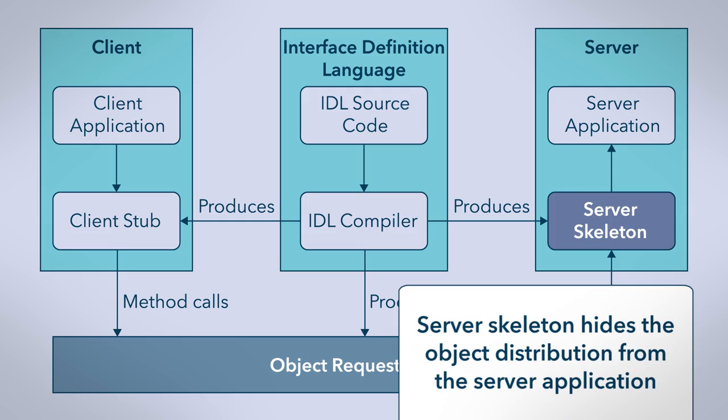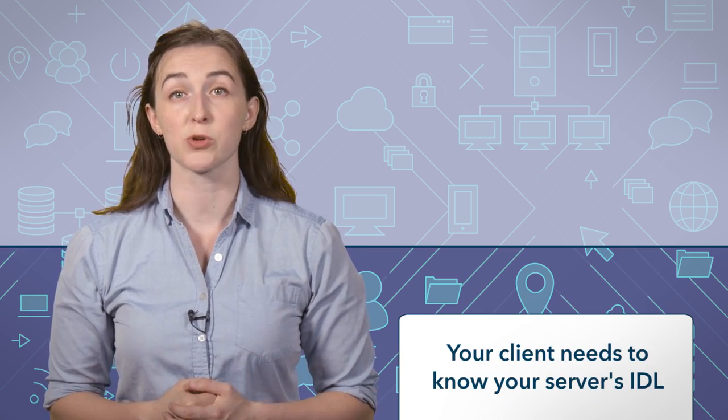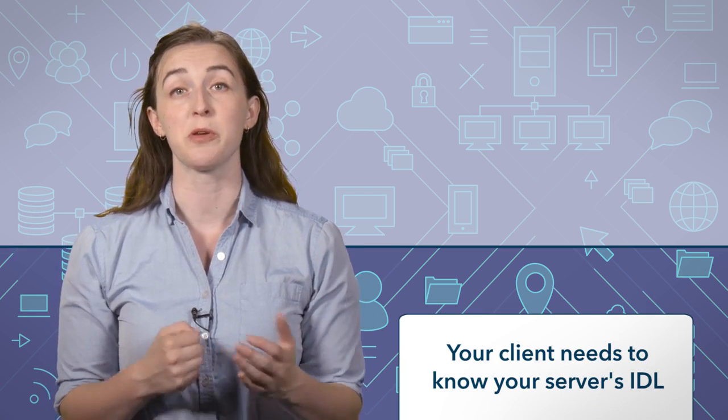The server skeleton hides the object distribution from the server application. Since the remote objects are making function calls to the server, the skeleton will act as a proxy object and make it appear as if the calls are coming from a local object. This architectural design means that your client needs to know your server's IDL in order for the two to communicate with each other. Without this knowledge, your client won't be able to access the methods that are being served by the object broker.